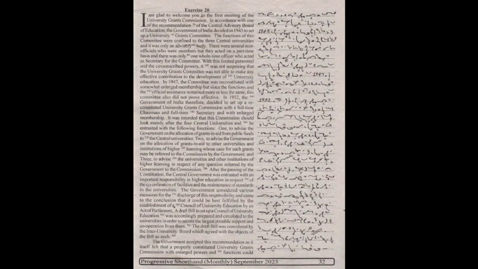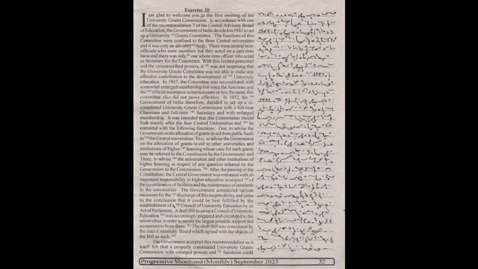After the passing of the Constitution, the central government was entrusted with an important responsibility in higher education in respect of the coordination of facilities and the maintenance of standards in the universities. The government considered various measures for the discharge of this responsibility and came to the conclusion that it could be best fulfilled by the establishment of a Council of University Education by an Act of Parliament. A draft bill to set up a Council of University Education was accordingly prepared and circulated to the universities in order to secure the largest possible support and cooperation from them.